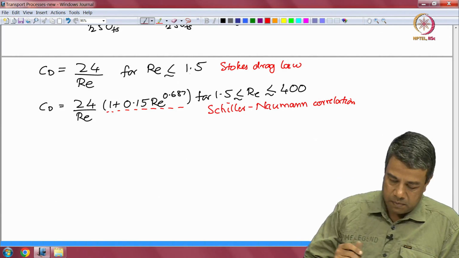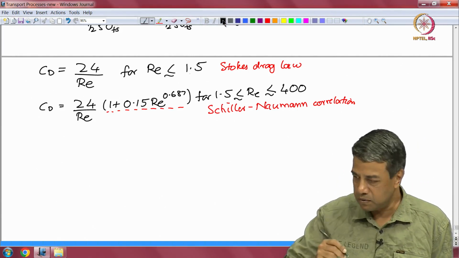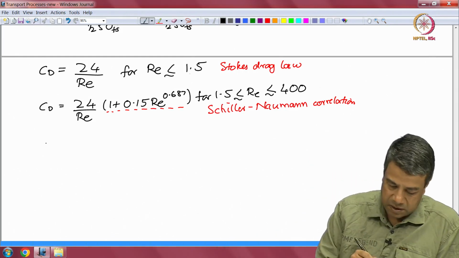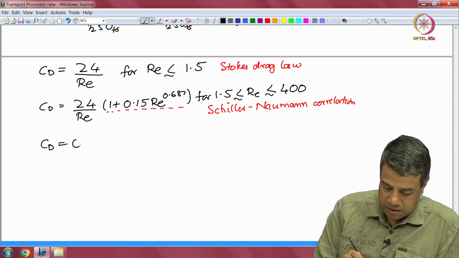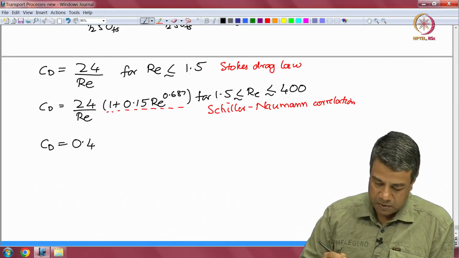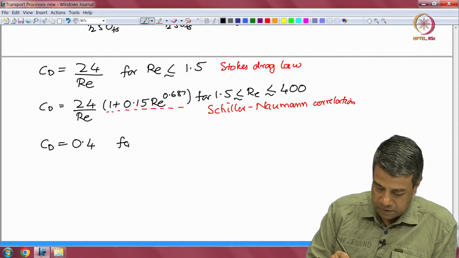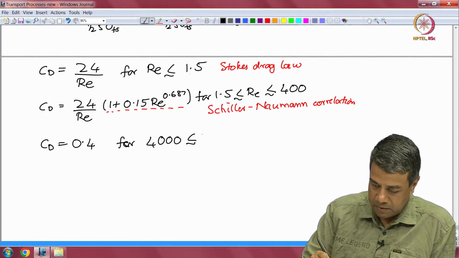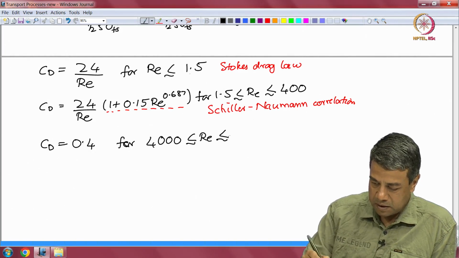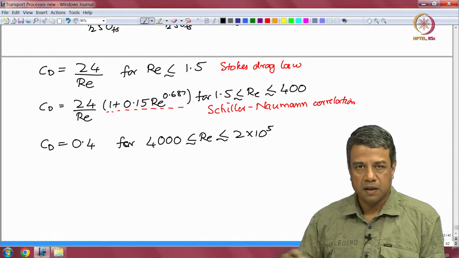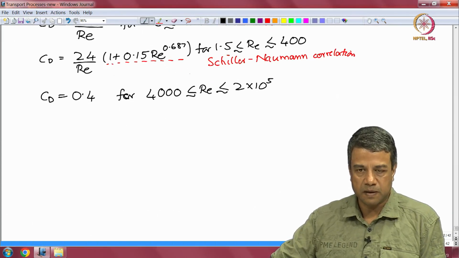In the region between 400 and 4000, the drag coefficient CD is approximately 0.4, for Re less than or equal to 2 into 10 power 5. And at this point you have a sudden drop in the drag coefficient.